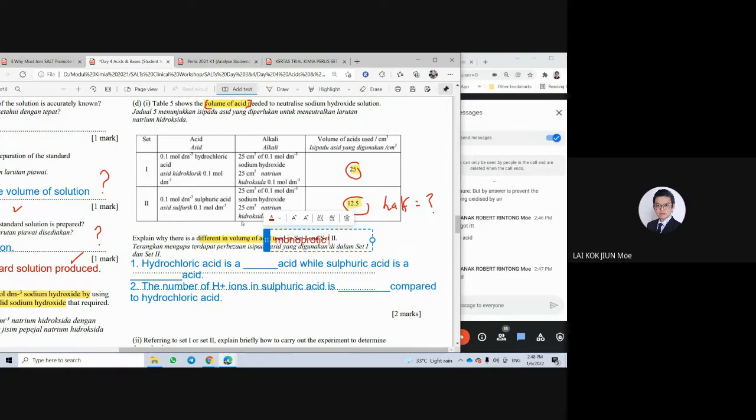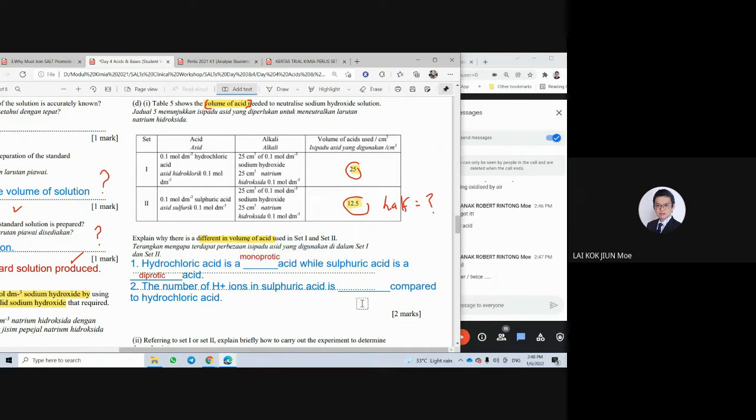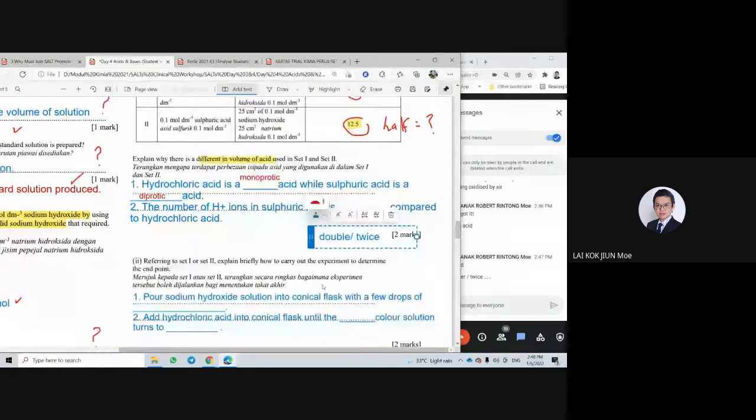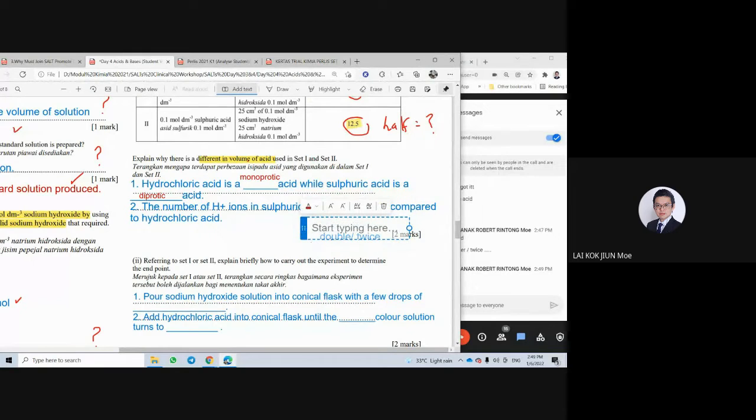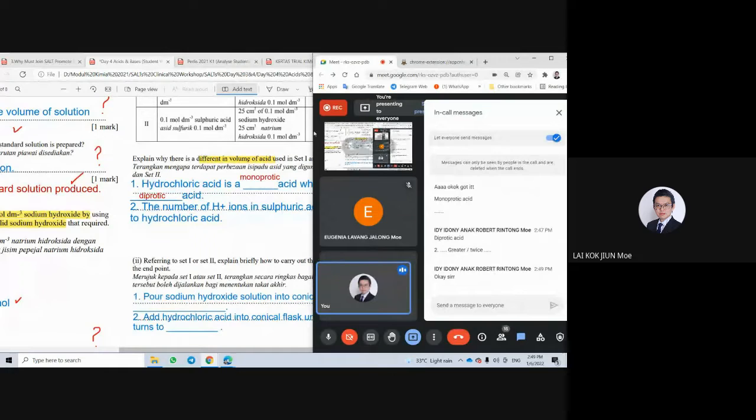Monoprotic and diprotic. The number of hydrogen ions is double, not greater. We use the keyword because it's really double, or you can say twice. Can use the keyword double or twice, like this.